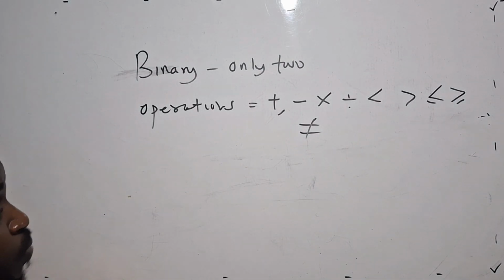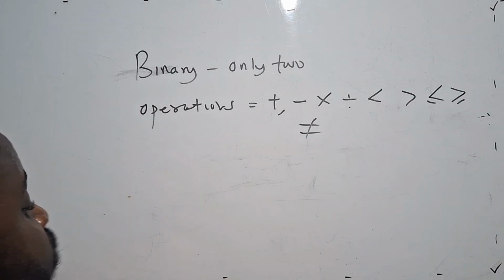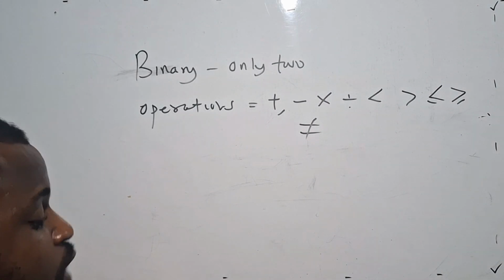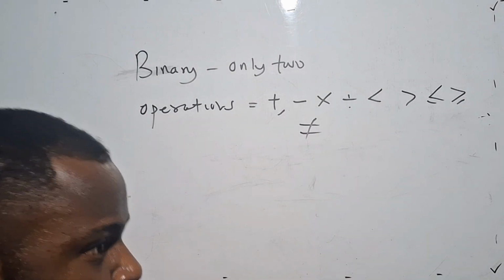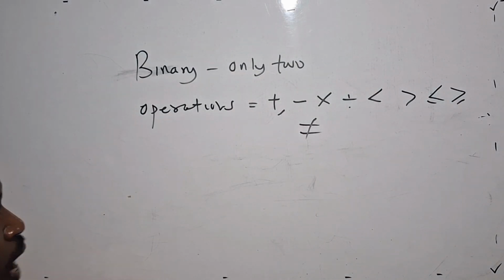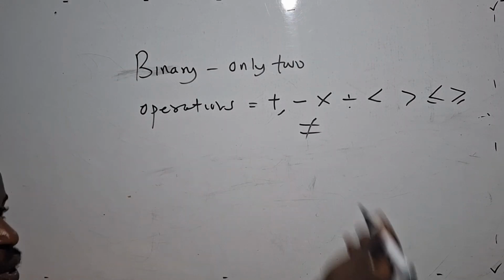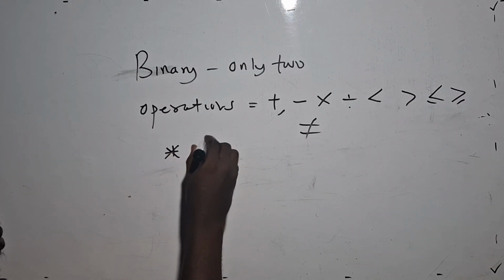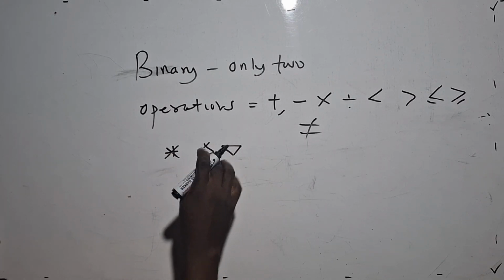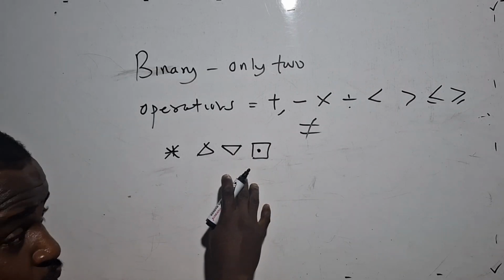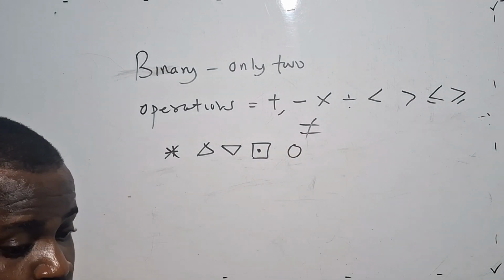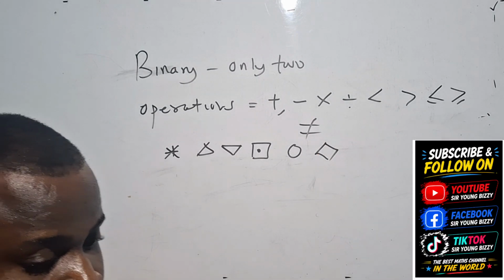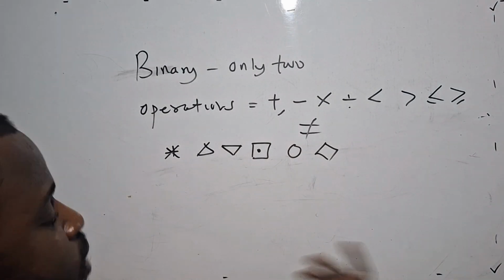Now, binary operation simply means a rule for combining two values to obtain a new one. Combining only two values to obtain a new one. So let me give some examples of the operators you are going to use. You can see something like a star, a triangle, a square with a dot inside, a circle, and so many others.